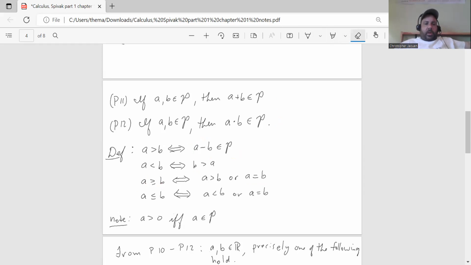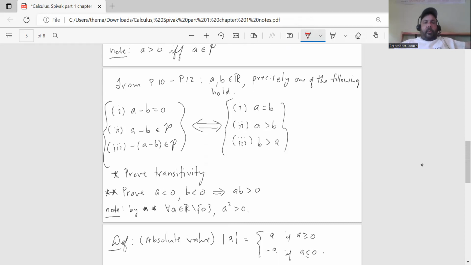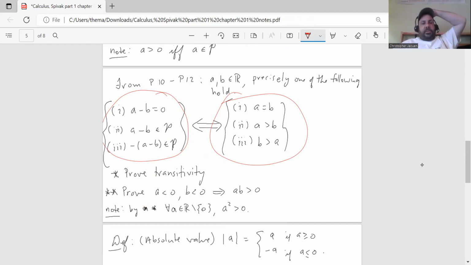Right, and then also A greater than 0 if and only if A is in the set of positive numbers. All right. And from that definition, we get another version of the trichotomy law, but posed in these different senses. So here, from P10 to P12, this is equivalent to the trichotomy law, and so is this. And you can use either of those representations.